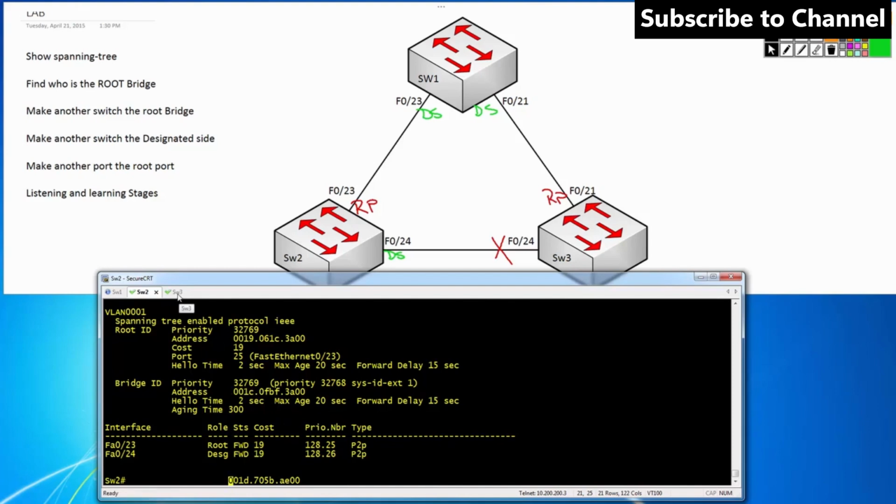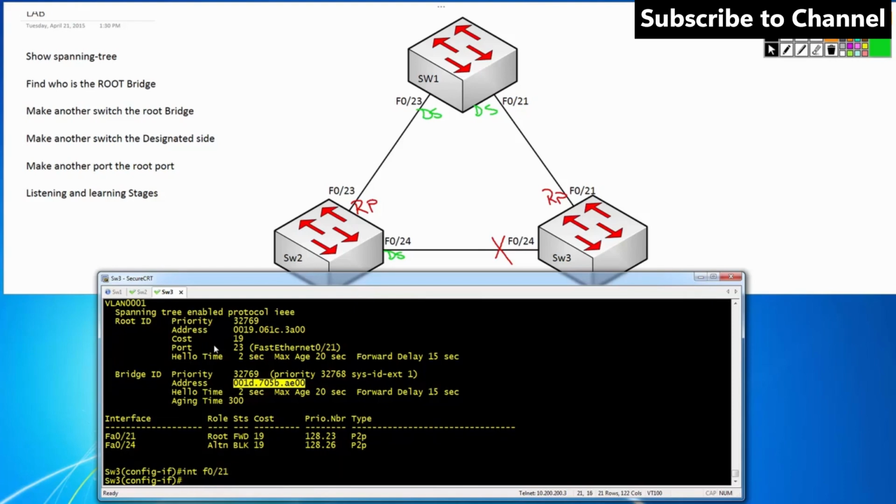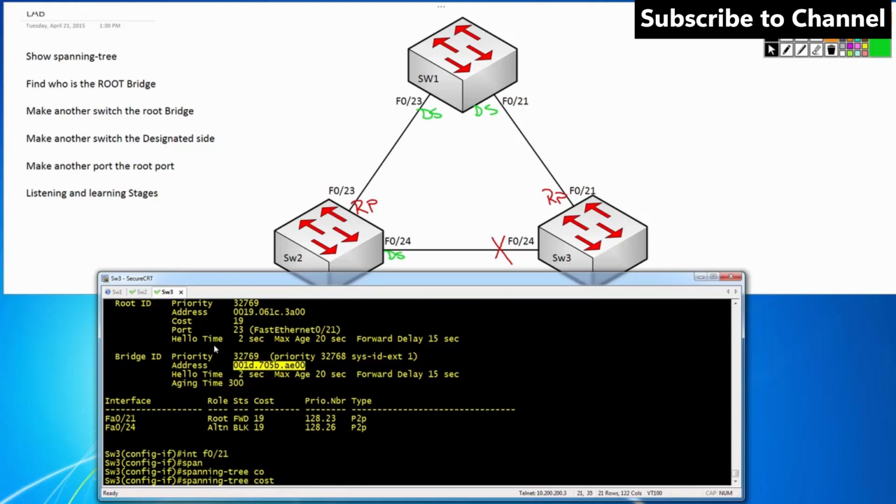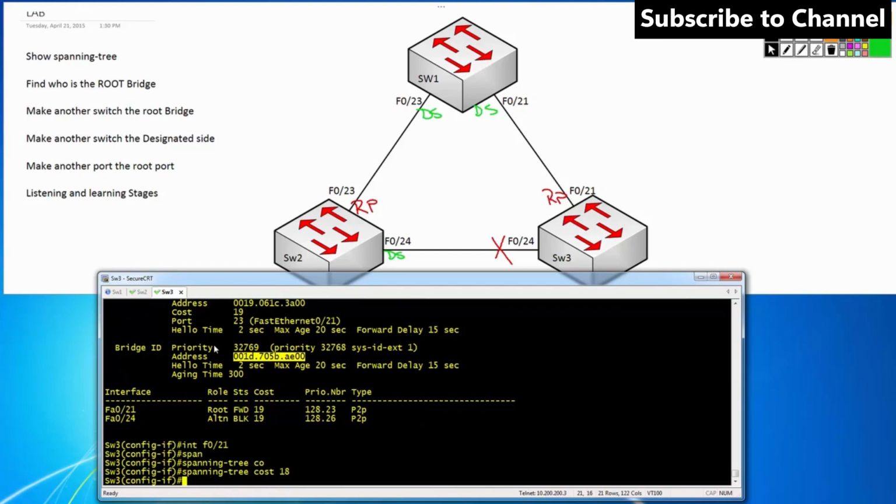So I'm going to show you a way of making this a better priority, so he will become the designated port. But before I do that, I'm going to show you what will happen if I have a lower cost to the root bridge. So I'm going to go into my interface Fa0/21, which I'm sure we're already in, and I'm going to say spanning-tree cost. Now my cost is going to be a value of 18, because that will give us one less to the root bridge. So now at this point, my root will have a cost of 18. This should be transitioning to a designated port.